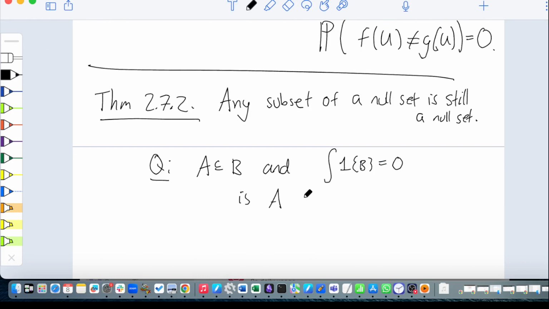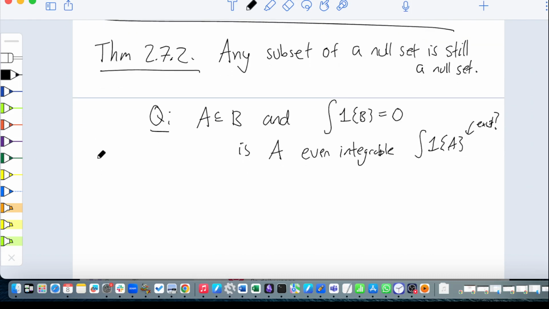Is A even integrable? Does the integral of A exist? Because if it exists, then that function is less than that function, and then it's fine, but it might not even exist. And we saw last time there are some non-integrable functions. You can make them with the axiom of choice by some crazy method, so you've got to be careful. And so the textbook has a really funny proof, which goes like this.